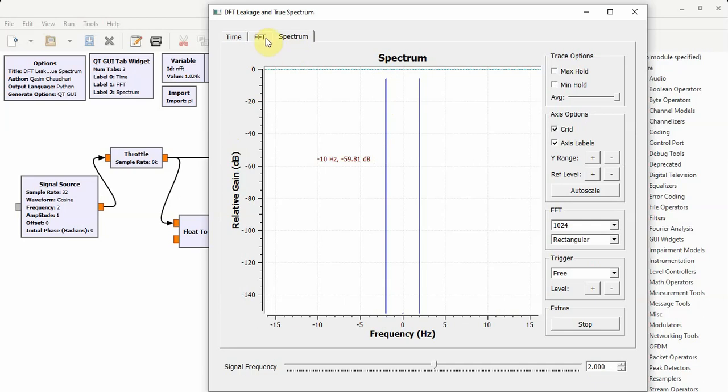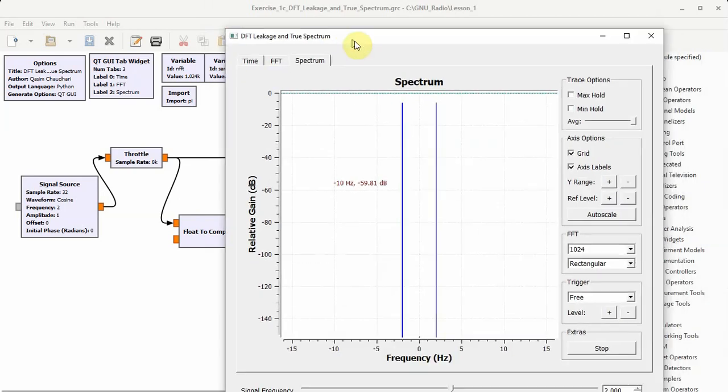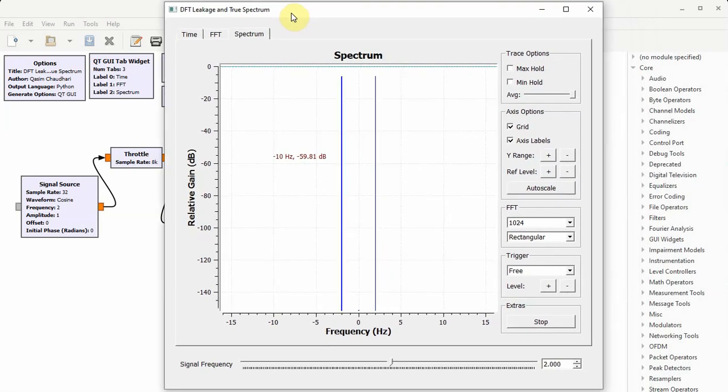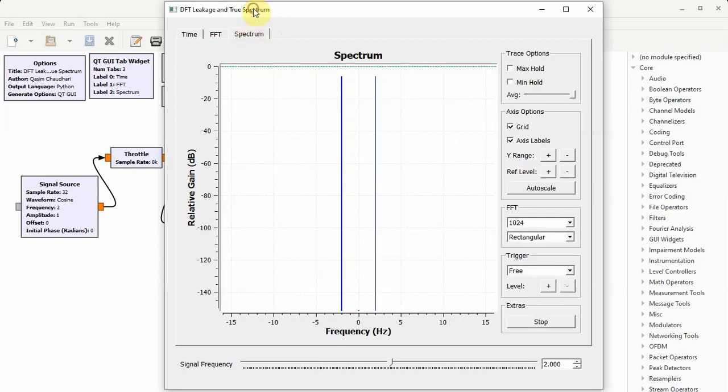That's number one. The other thing is that the spectrum which is displayed by the QT GUI frequency sink is actually the energy spectral density, which is the magnitude of the FFT squared. So if X[k] is the FFT, then this QT GUI frequency sink displays |X[k]| squared. So this is how we have these two impulses, and due to choosing a sample rate of 32 and a frequency of 2, which means that we have a perfect integer number of cycles, we don't have anything here. The window we chose was rectangular.